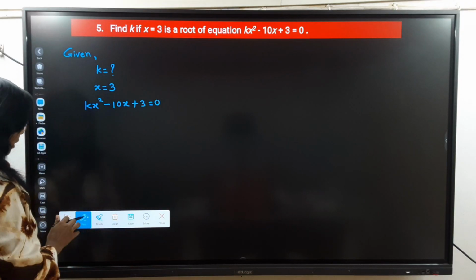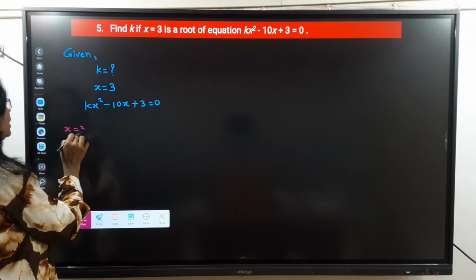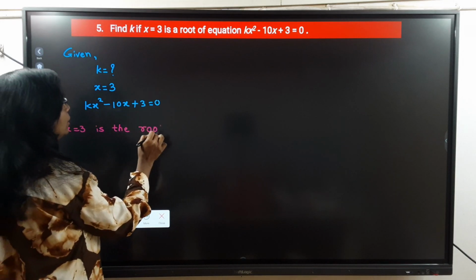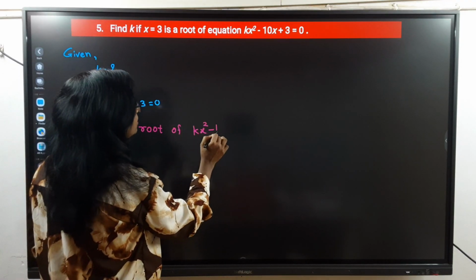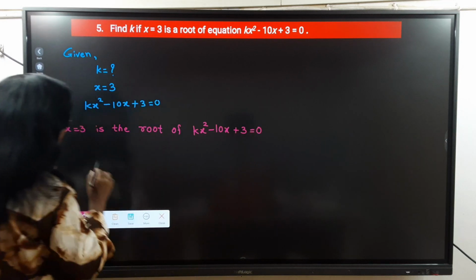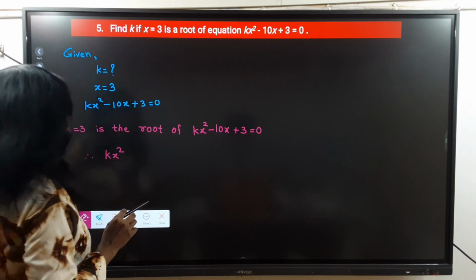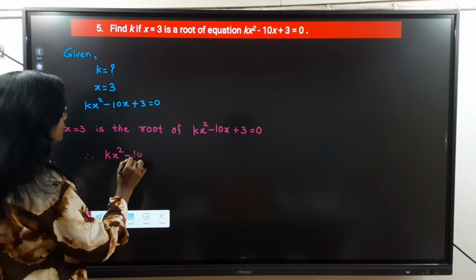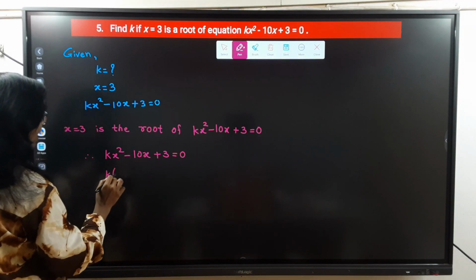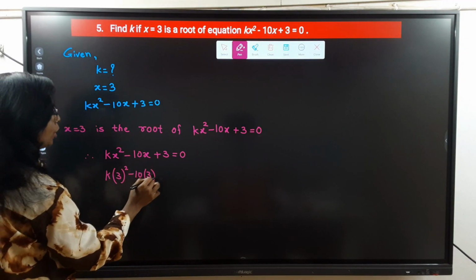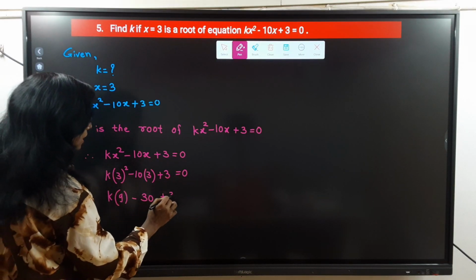Now here students the next step is that we say that x is equal to 3 is the root of kx square minus 10x plus 3 is equal to 0. Therefore students, we substitute the value of x is equal to 3 in the given equation. So kx square minus 10x plus 3 is equal to 0. Therefore, k multiply (3) whole bracket square minus 10 multiply 3 plus 3 is equal to 0. Therefore, k multiply 9 minus 30 plus 3 is equal to 0.